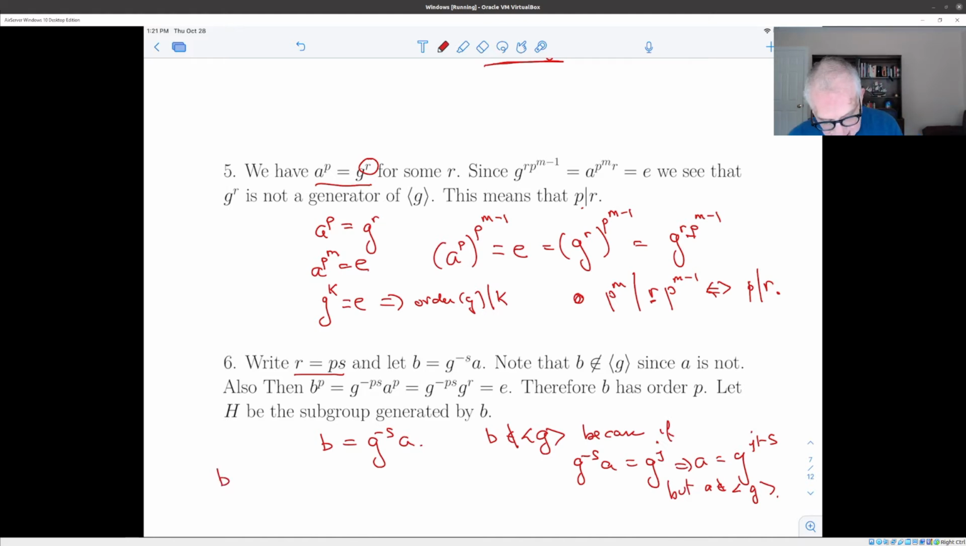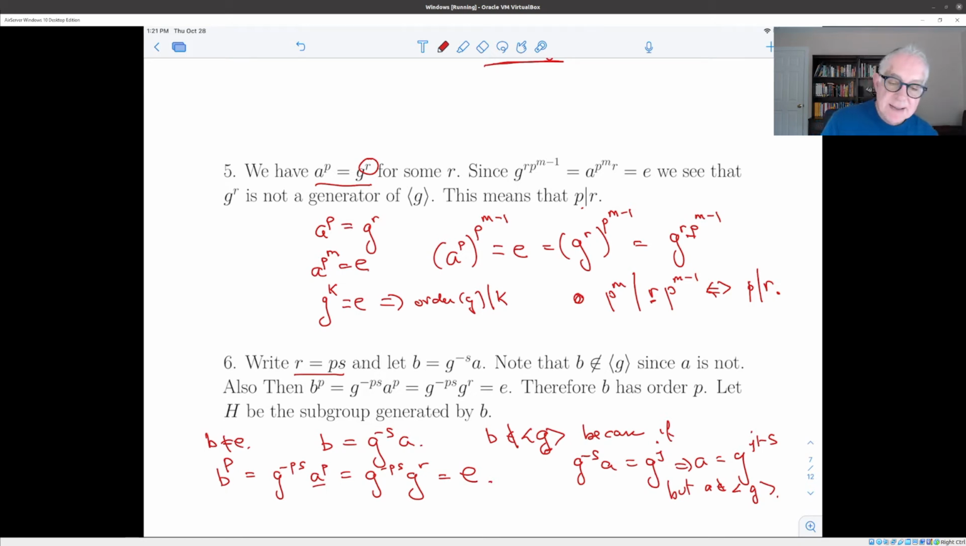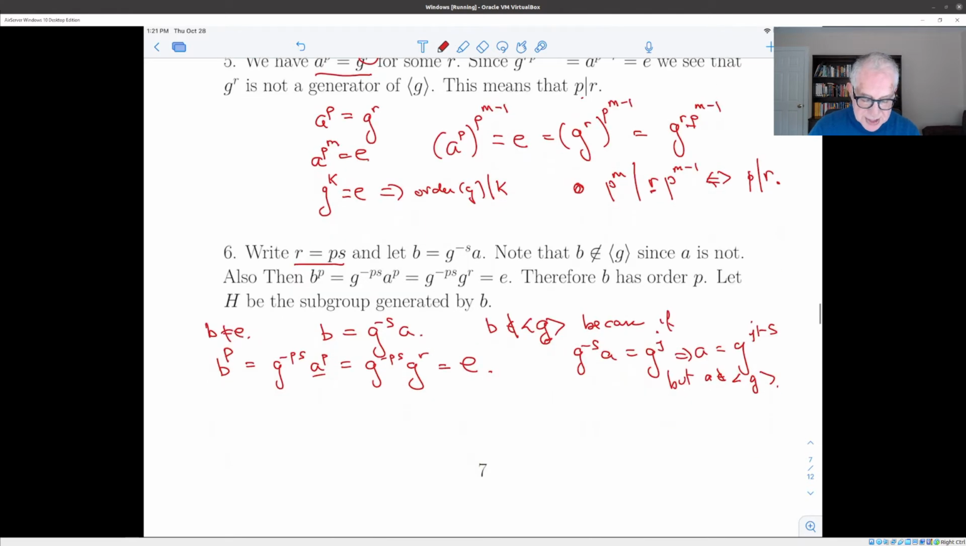And if we compute B to the P, so in particular, it's not the identity, because if it were the identity, it would belong, the identity is in here. So B is not the identity. That's a special case of this fact. And what happens if we compute B to the P? Well, we get G to the minus PS A to the P, which is G to the minus PS G to the R, because A to the P was G to the R. But R is PS. So B to the P is the identity. In other words, B is an element in the group of order P, which is not in the cyclic subgroup generated by G.